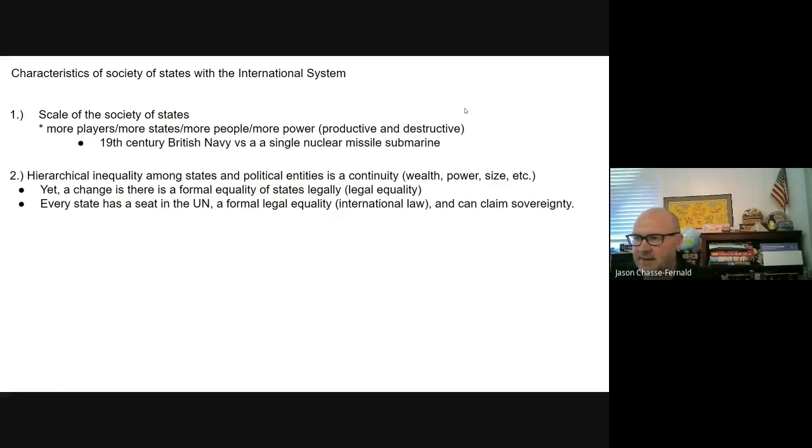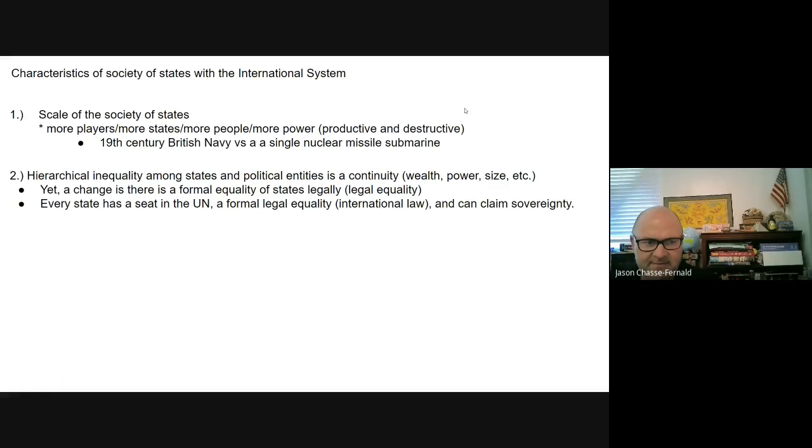Yet one of the major changes that we have seen developing since World War II, and I think this is a developing thing, is that there is a formal equality of states legally. This idea that there is a legal equality amongst sovereign nations. So there is equality in the United Nations General Assembly. Every sovereign state has a seat. Every sovereign state has a voice in the United Nations. There's formal legal equality within international law, especially since 2003.